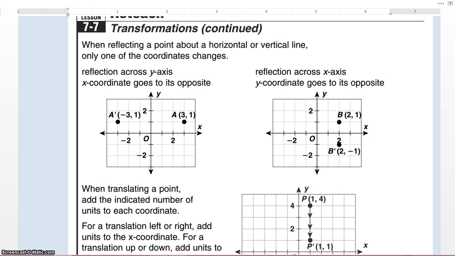All right, when we do transformations on a graph or a coordinate plane, we might reflect about a horizontal axis. Remember, horizontal is this way. Vertical line is this way. Only one of the coordinates changes. So let's look at this one. This is a reflection across the y-axis, and this will definitely help you with your class assignment for tomorrow. So a reflection across the y-axis, the x-coordinate goes to its opposite.